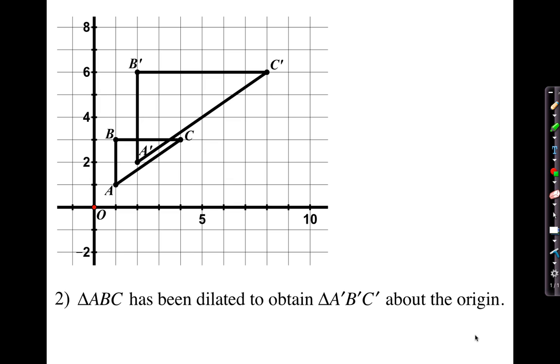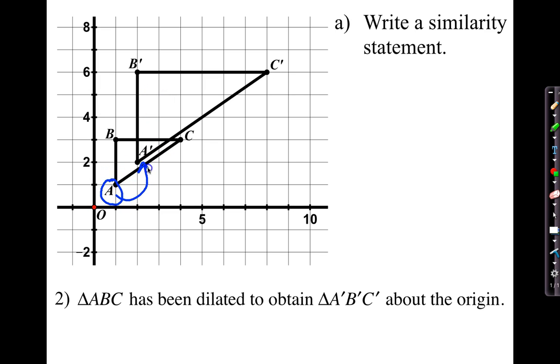Here it says number 2, triangle ABC has been dilated to obtain triangle A prime, B prime, C prime about the origin. Write a similarity statement. So first it's good to understand which vertices correspond to which. Obviously, because they were nicely labeled, from A to A prime, we can say that A corresponds to A prime, B corresponds to B prime, and C corresponds to C prime.